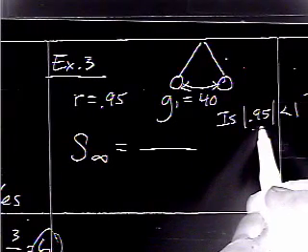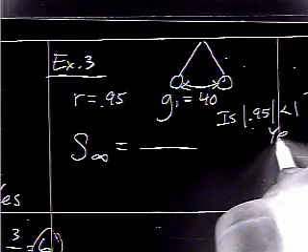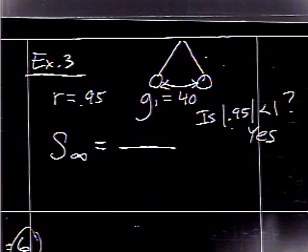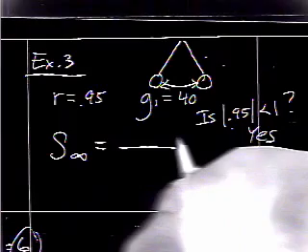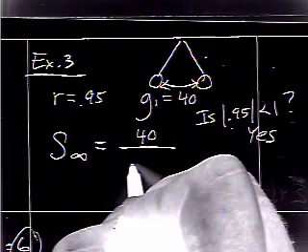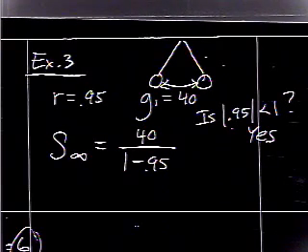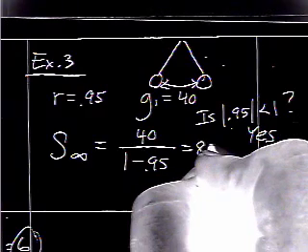Is the absolute value of 0.95 less than 1? The answer is yes. Therefore, we can go immediately to the formula. First term, the first swing was 40, over 1 minus 0.95. So, we get 800.